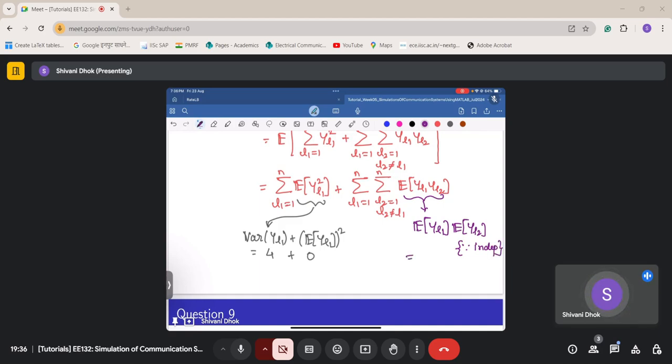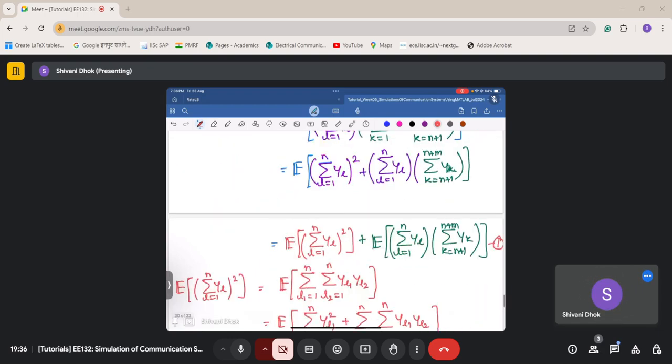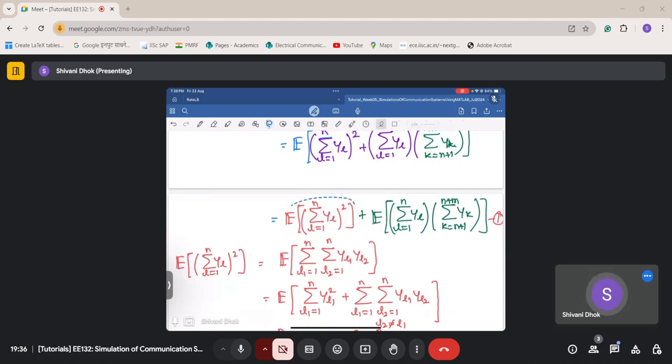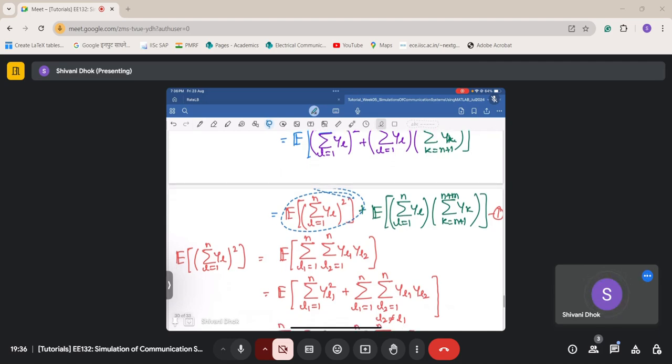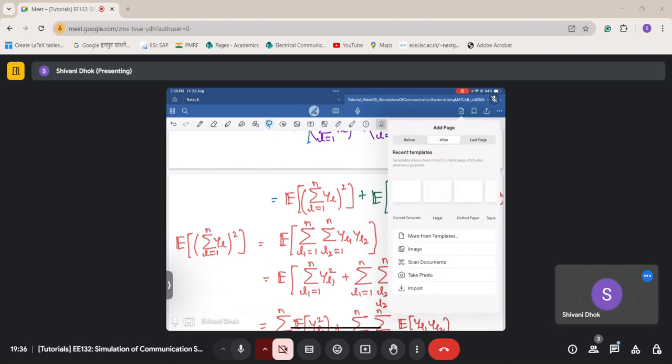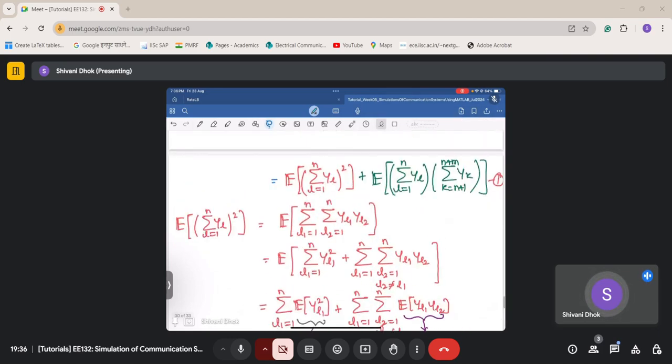And expectation of y of l1 is 0 into expectation of y of l2, that is 0, which comes out to be equal to 0. So therefore this entire term now reduces to summation l equal to 1 to n, where expectation of y of l square comes out to be equal to 4, which is equal to 4n. So this is the first term in this entire equation. Okay, so this is what we are having here, and now we need to figure out what the second term is.